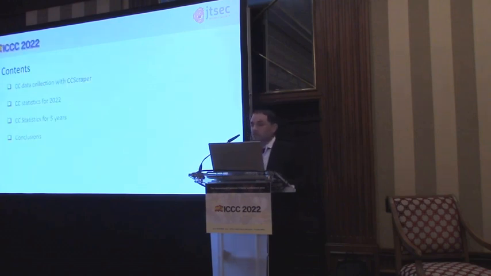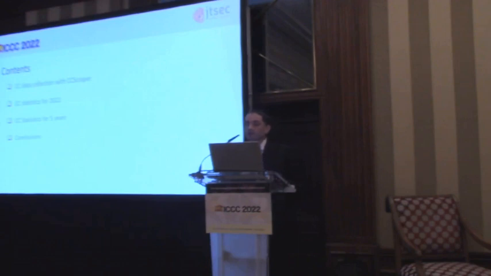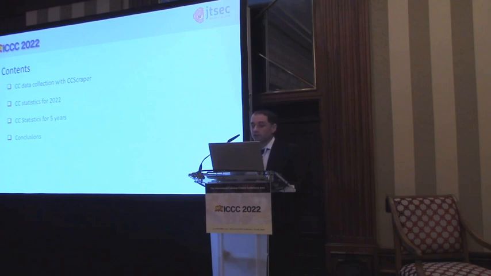In this presentation, first I will speak about the collection of data to calculate Common Criteria related evidences using our CC Scraper tool. And then we will show and analyze data for the statistics of the current year and for the Common Criteria numbers in 5 years. Then we will analyze that information and try to give you some conclusions and maybe hopefully to explain what happened in the CC market this year.